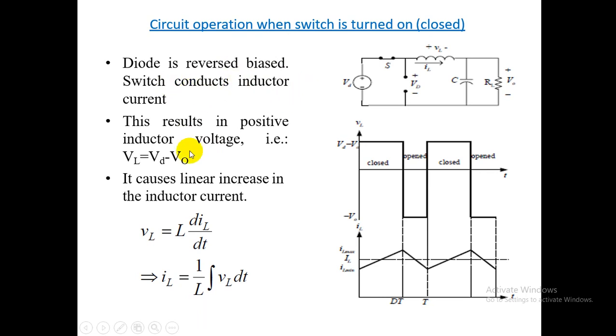These are the things we discussed, and look at the waveforms. Output is available when the switch is on, then output is also available when the switch is opened. Look at the current flowing through the inductor: minimum current and maximum current. This is the T on period, this is the T off period; that's what we call dT and (1-d)T.